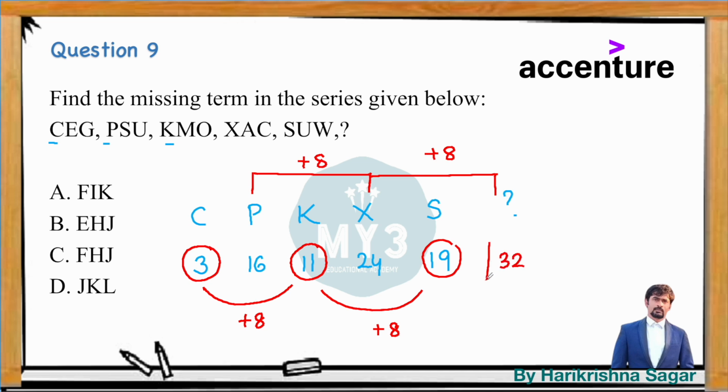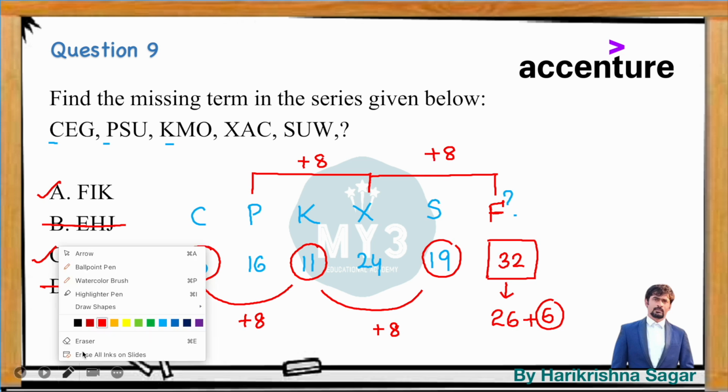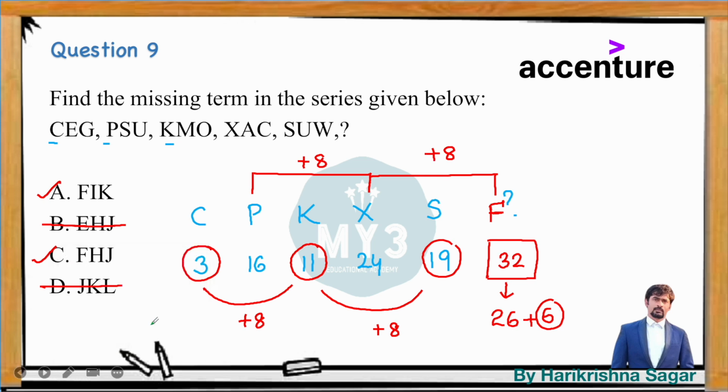But the 32nd alphabet is not there. Then how can we write 32? Because we have only 26 alphabets. I am writing 32 as 26 plus 6. What is the sixth alphabet? The sixth alphabet is F. So your answer choice should start with F. If you look, there are two options that start with F. So you can eliminate the other ones. And similarly, you can check any other term, first or last term, as you wish.